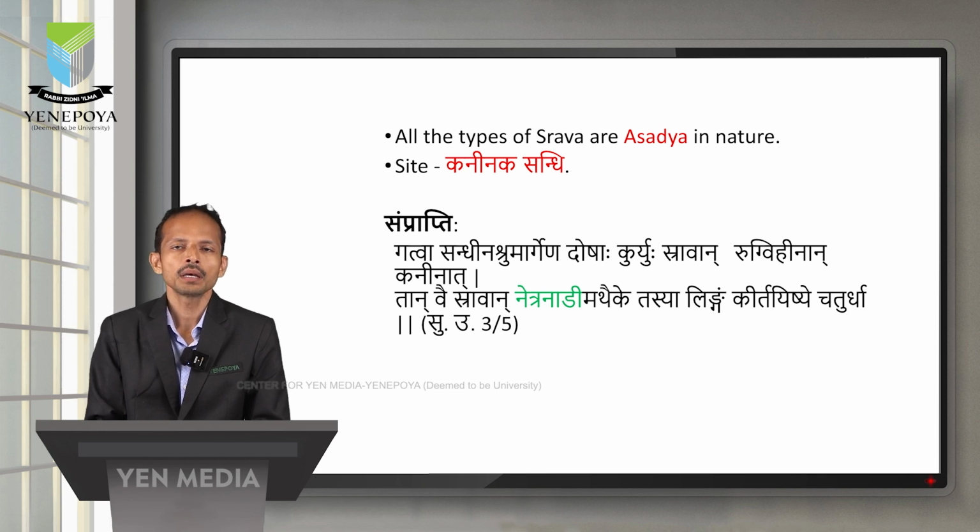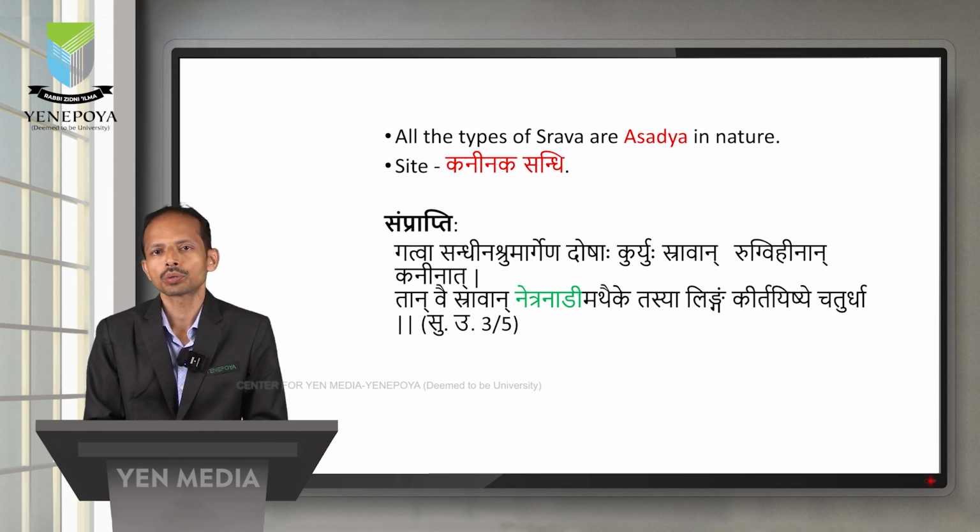In this Netrasrava, the Vishesha Samprapti is told by Acharya Sushruta: Gatva Sandhina Ashtumargena Doshaha Kuryuhu Sravan Rugvihinan Kaninat Tanvai Sravan Netra Nadi Mateke Tasya Lingam Kirtaishe Chaturda. That means the Prakupita dosha enters into the Sandhi, that Kanina Sandhi, and enters into Ashtumarga and produces a Srava. This Srava is painless, and this condition is called Netra Nadi or Netra Srava.